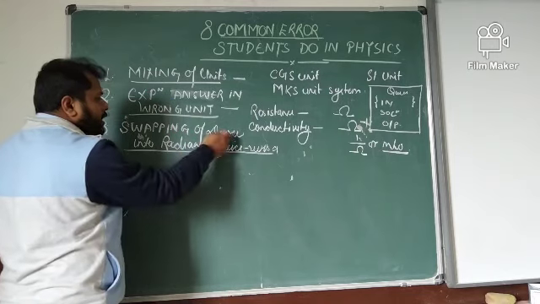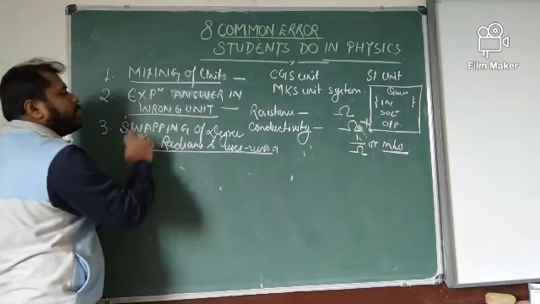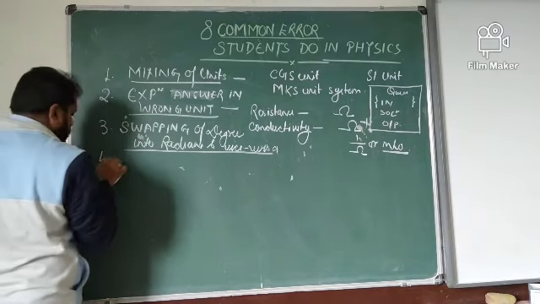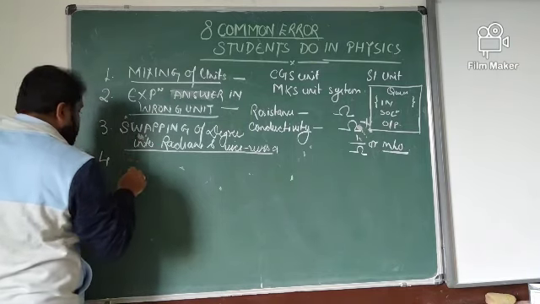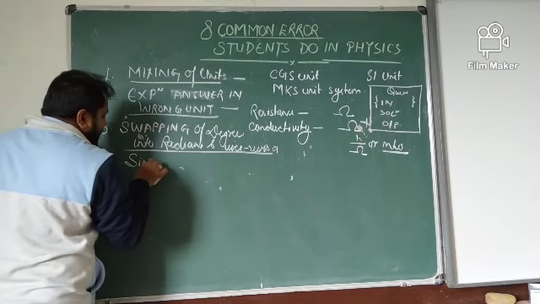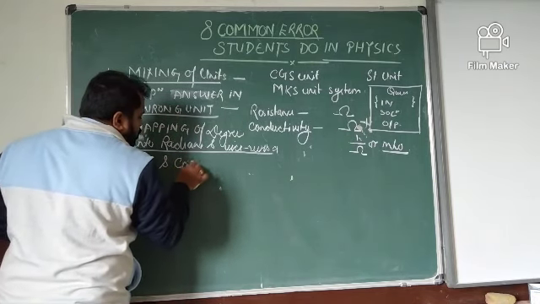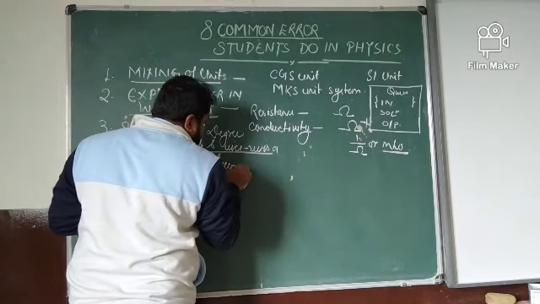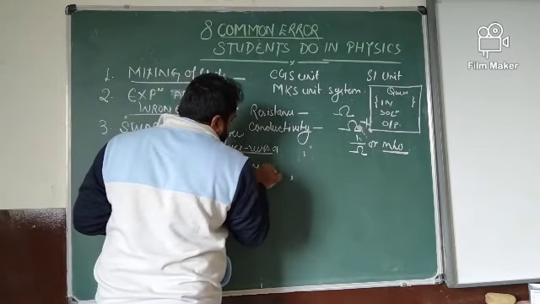So swapping of degree and radian, degree into radian and radian into degree, is the most committed error which students make while giving the answers or solving the problem. Next is sine and cosine being mixed up.